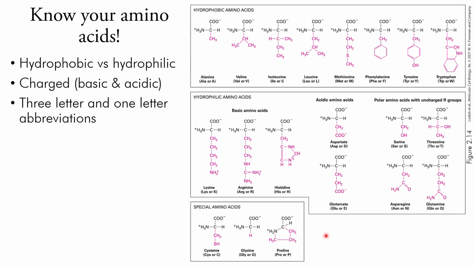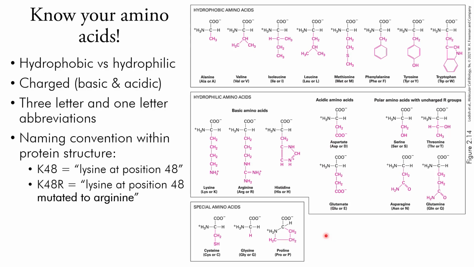Third, you should be familiar with their 3-letter and 1-letter abbreviations. Okay, and fourth, you should know how we name amino acids within protein structure. So they'll use the 1-letter code for the amino acid, so K for lysine, and then a number to indicate what position it is within that polypeptide chain. So K48 means lysine at position 48.